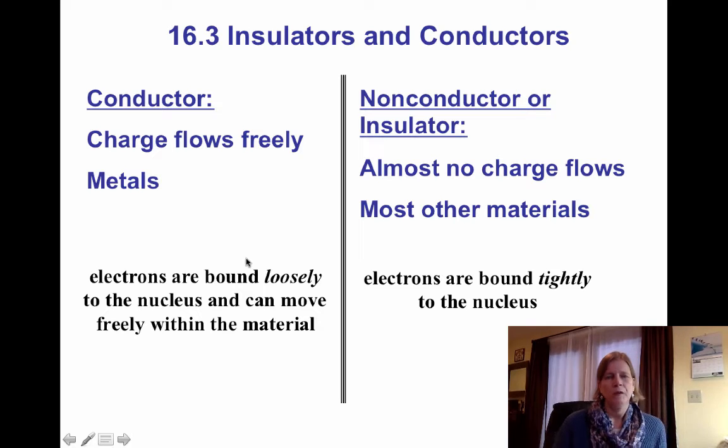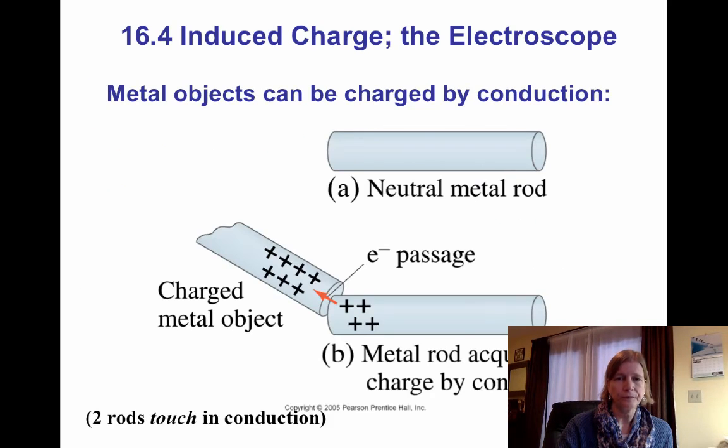I'll get to those images on the bottom in a second. In a conductor, the electrons are bound loosely to the nucleus and can move freely within the material. The electrons move easily from one atom to another. In a non-conductor, the electrons are bound tightly to the nucleus. They do not move readily.